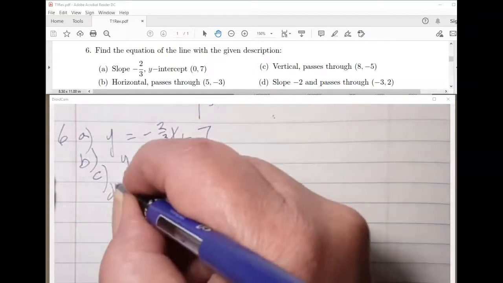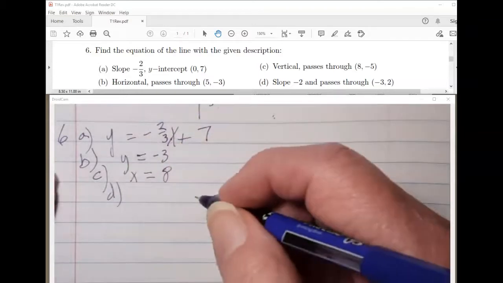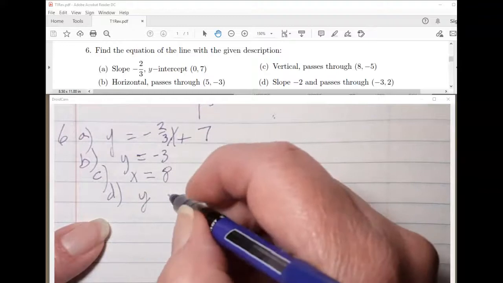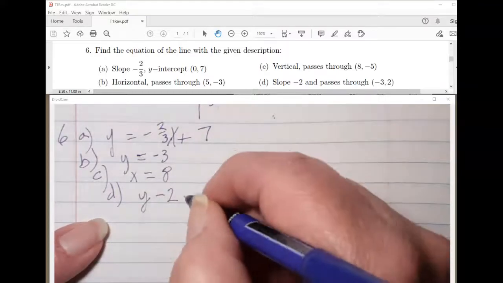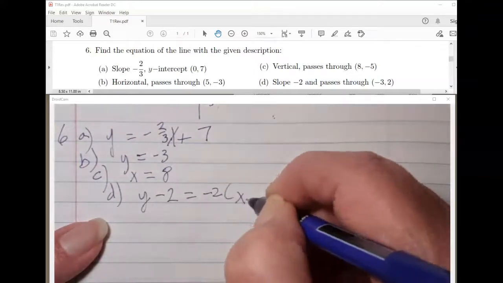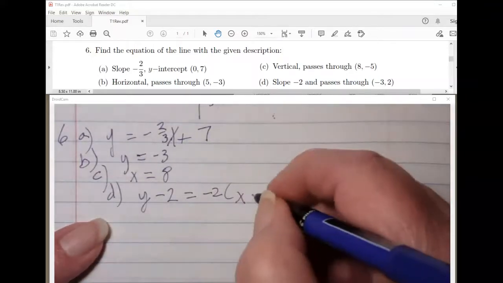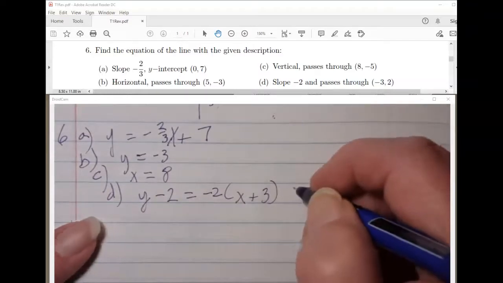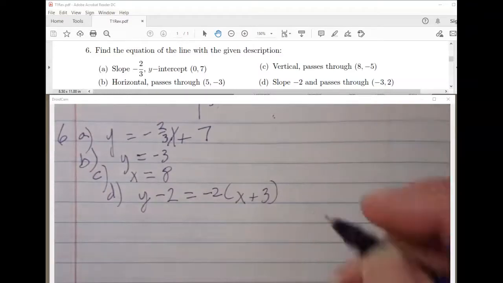And for part D, we have the slope of negative 2, and it passes through the point. So that's our last form. Y minus y1 is equal to the slope, which is negative 2, times x minus a negative 3, which is x plus 3. I'm expecting this form of the line. Please give this form of the line to me. Do not solve for the y-intercept.